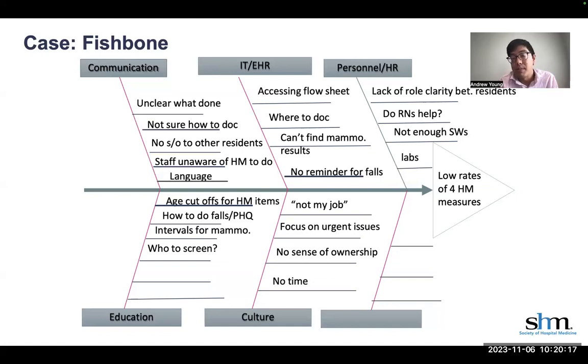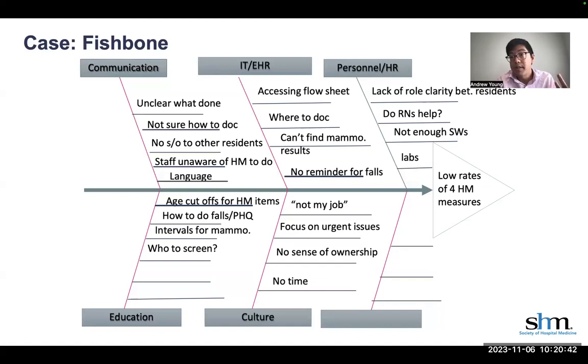Maybe there's some language barriers in terms of EHR issues. Maybe there's not a way to see the mammogram results. So you're not sure if the mammogram has been done, or you can't really document. You don't know where to document it. Maybe you don't have access to the documentation. And again, this is an example not specific to Harbor. Maybe there's no reminder for fails.